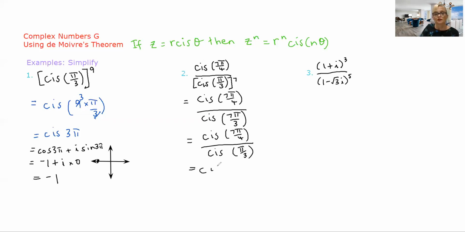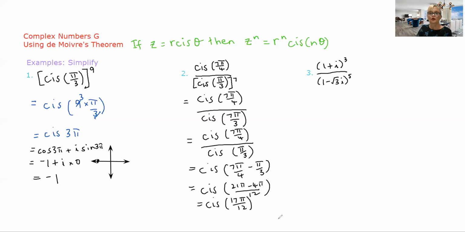So when we do this using our subtraction, put them all over 12, and what do we get? 21 pi minus 4 pi all over 12, which is cis of 17 pi on 12.